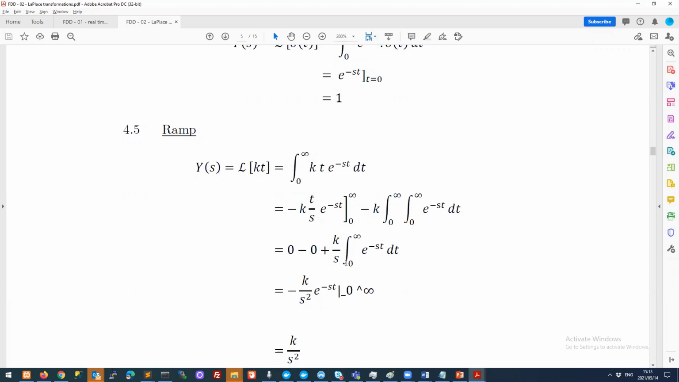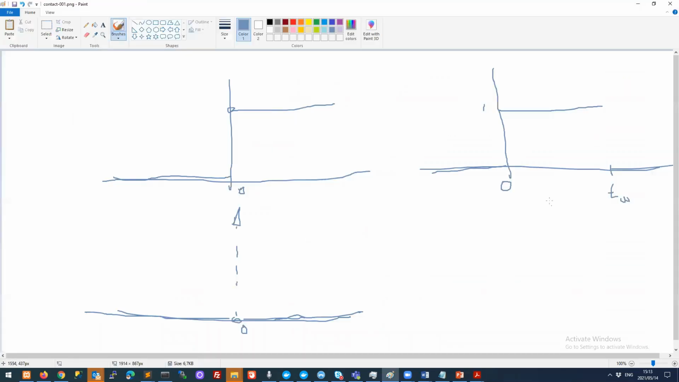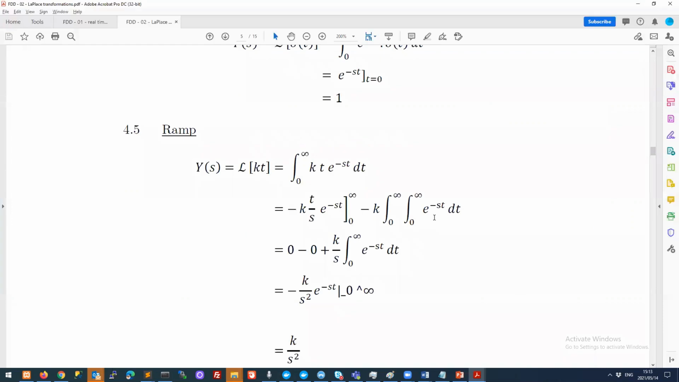Okay, then the ramp function. So if your time representation looks like this, from t equals 0, it's just going straight up like that. If you apply it here, let's say it's going up at a gradient k. So it's kt e to the minus st. And here you've got the product of two time functions integrated in time. So you have to use integration by parts.